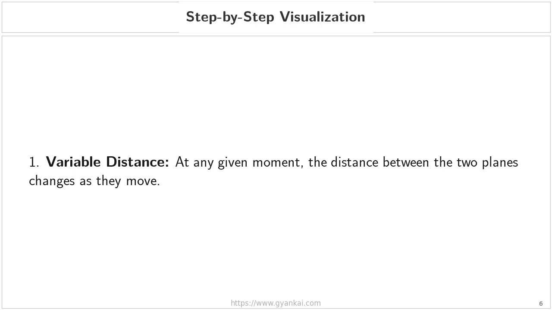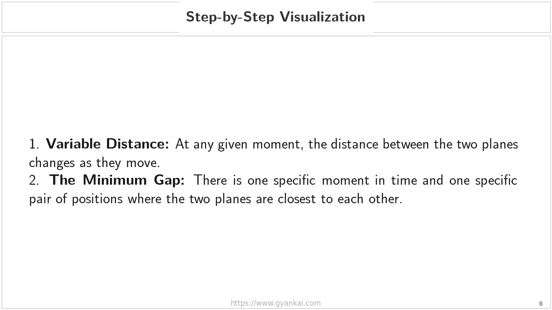First, think about the variable distance. Because both planes are moving along their own paths, the distance between them isn't constant. At one moment, they might be miles apart. A few minutes later, they might be much closer. The distance is constantly changing as they progress along their respective lines.